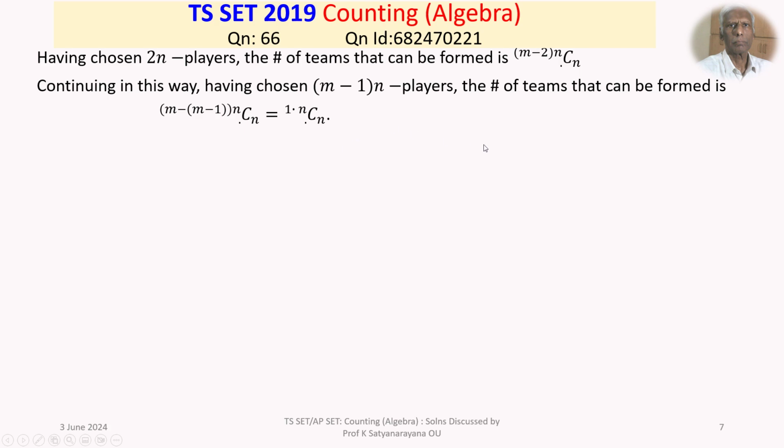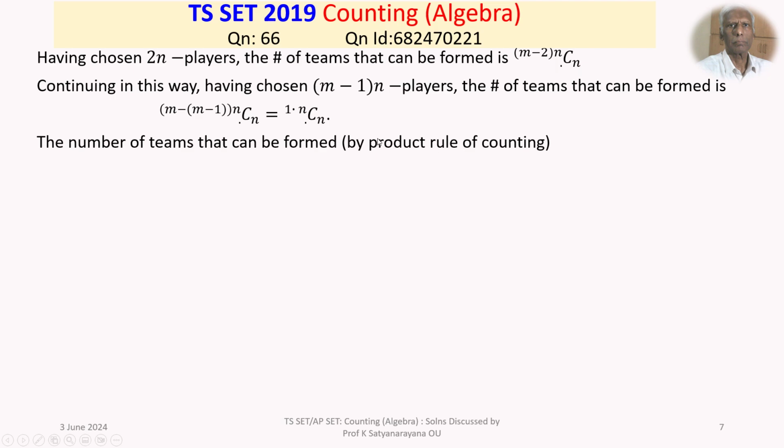Right. So the number of ways can be found by the product rule. Why are you using the product rule? The total task is divided into m tasks. First task choosing n, second task choosing n, and so on and so forth. So the tasks are performed one after the other.